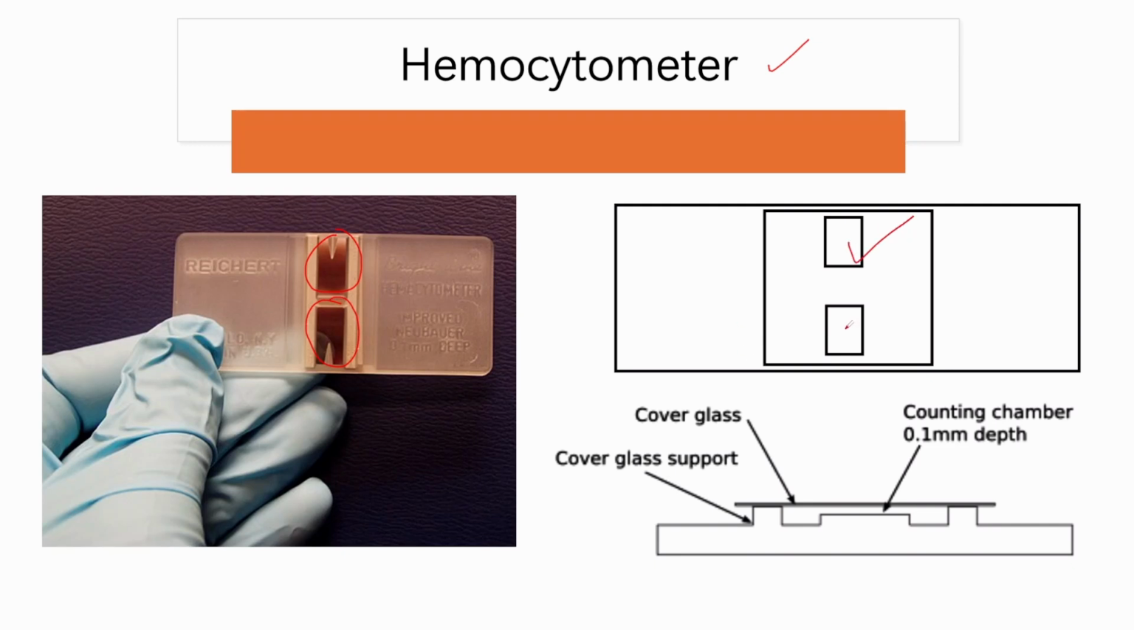Just like in a microscopic slide, you put your cells in this space over here, and then on top of that, you cover it with a cover glass, or you can call it also a cover slip. So it creates a defined compartment where cells can sit. After that, you take this microscopic slide under microscope and then focus on one of the two grids.